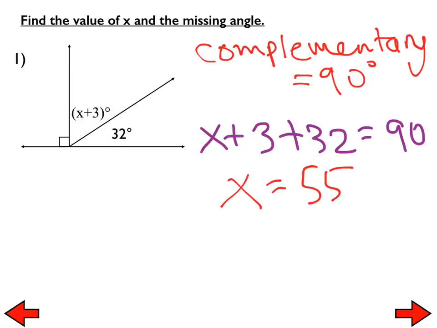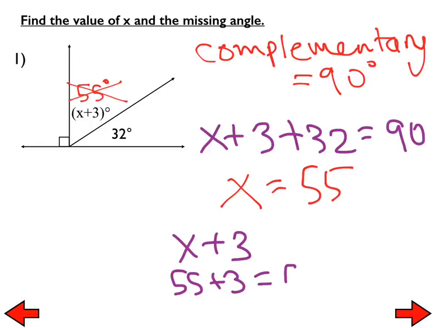Now, do I have to put a degree symbol behind that 55? No, that does not mean 55 degrees, because this picture is not asking for x degrees. Don't put a degree symbol behind that answer. Also, don't even circle it. This is not the final answer. We want to know what the missing angle measurement is. And that missing angle is the value of x plus 3 degrees. So 55 plus 3 is how many degrees? 58 degrees. This is your final answer.